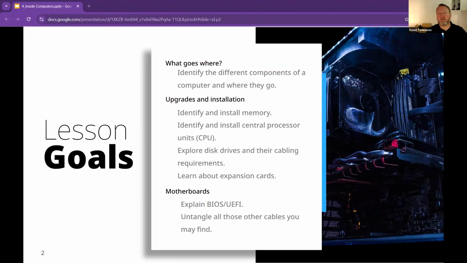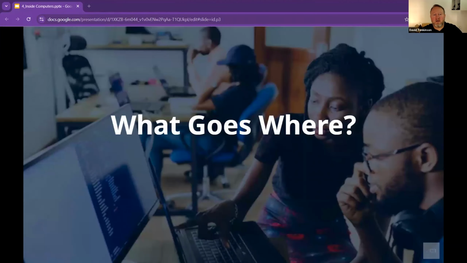We're going to talk about upgrades, installing memories, identifying different computer components, and the ones that we can and cannot put into our particular system that we have. We're going to have a little chat about expansion cards, and we're going to talk about the motherboard. We're going to explain exactly what the motherboard is and what it does for us. So let's have a little look.